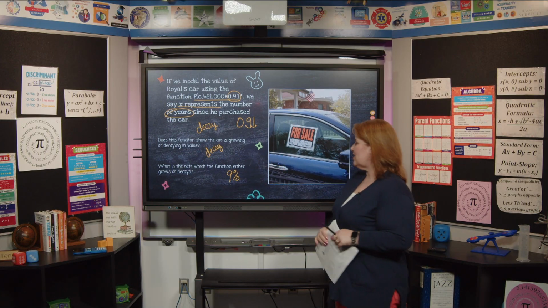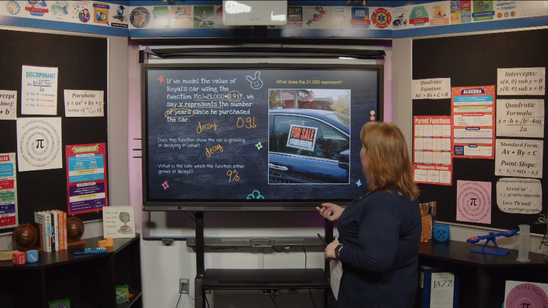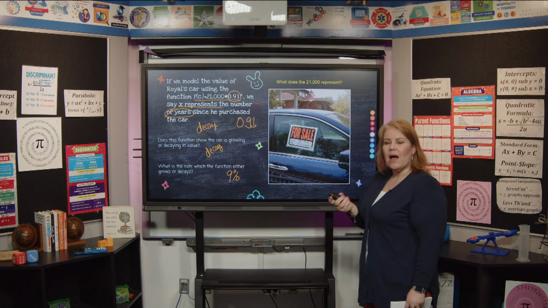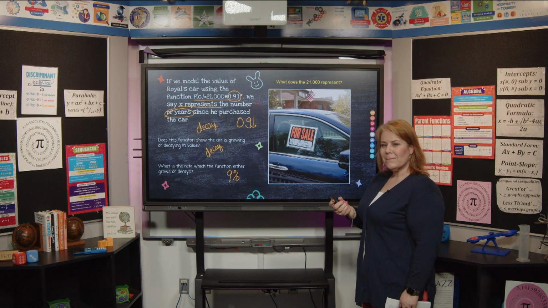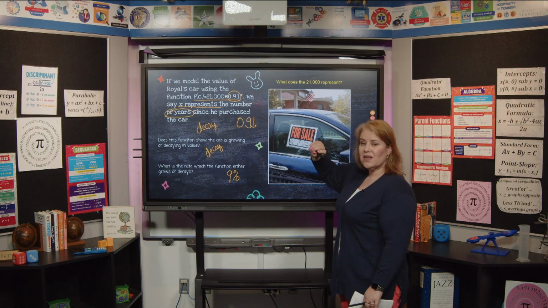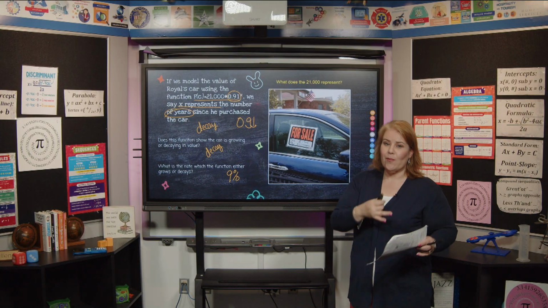That was a good catch. I'm glad that we did that. I'm glad we caught it. All right, so what does the 21,000 represent? What do you think that would possibly represent? That's how much it was when he first bought the car. So $21,000 car, and each year it depreciates by 9%.